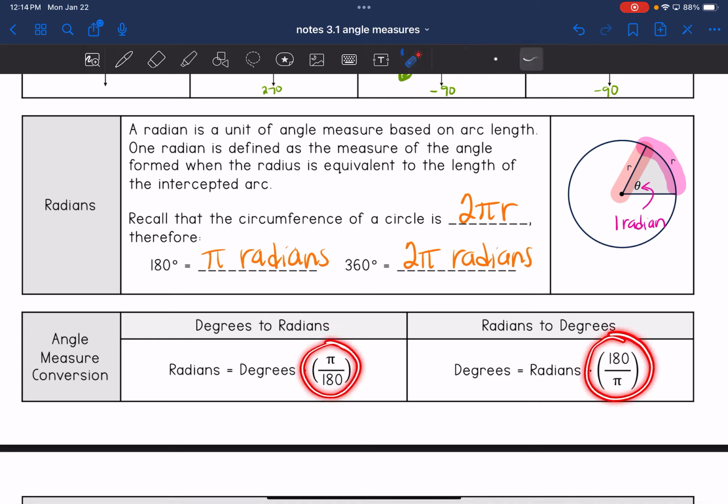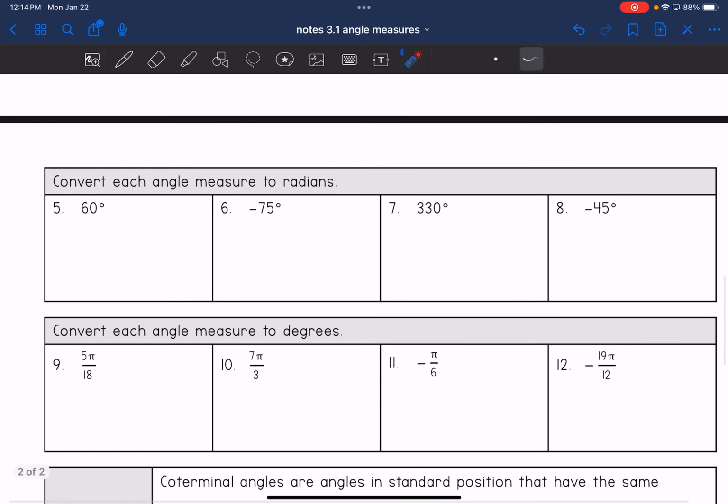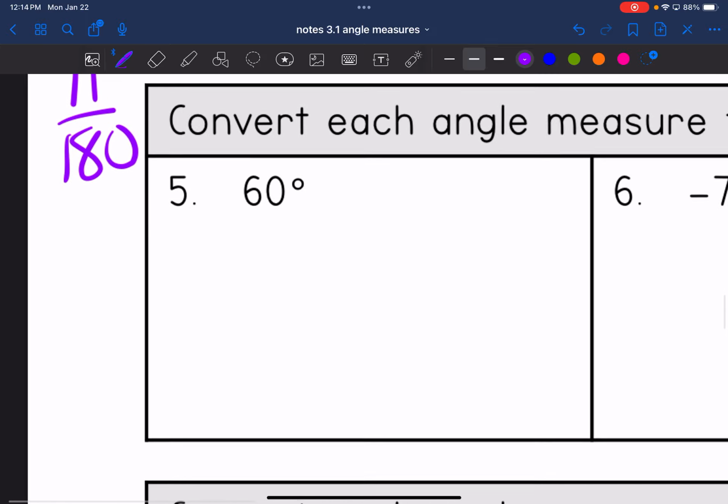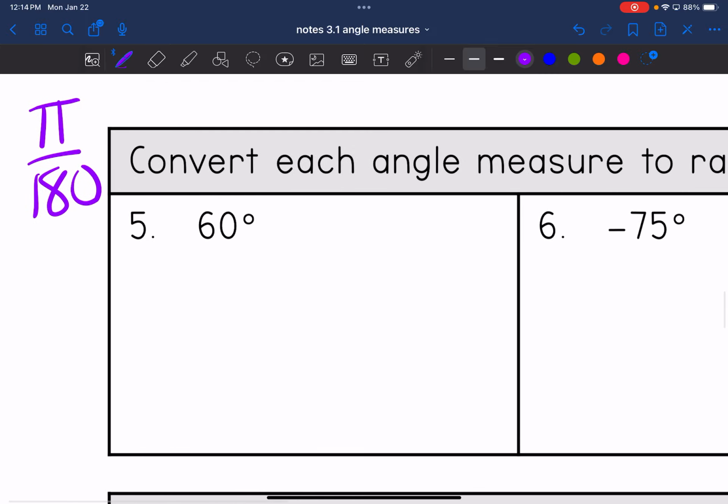Okay, so on the back, we have a few examples that we're going to go through. So convert each angle measure to radians. That's when we need to multiply by pi over 180. Okay, so 60 degrees. We're going to multiply by that conversion factor, pi over 180. I want the pi to still be there, so you can't just type this into your calculator. You have to simplify it by hand.